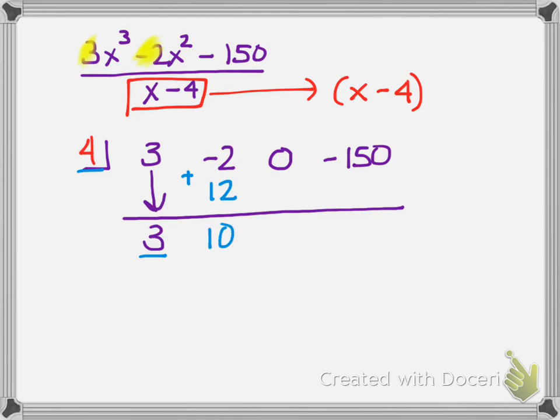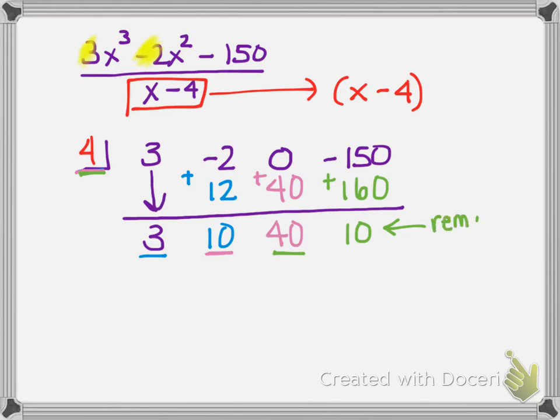From here, we're going to do that same thing again. We're going to take this bottom number and multiply it by the 4. 10 times 4 is 40. And we're going to add again. 0 plus 40 is 40. One more time, we're going to take this bottom number and multiply it by the 4. 4 times 40 is 160, and we're going to add. When we add those two together, this is 10. This last number is going to be our remainder.